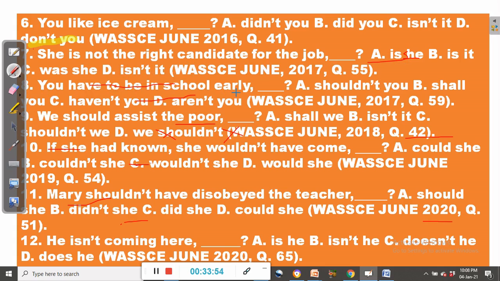You have to be in school early. All right. Shouldn't you? Shall you? Haven't you? Aren't you? All right. So you can see that you have to is a kind of obligation or necessity. And what the kind of modal that will reflect that is shouldn't you? You have to be in school early, shouldn't you? This is taken from WASSCE of June 2017, question 59.